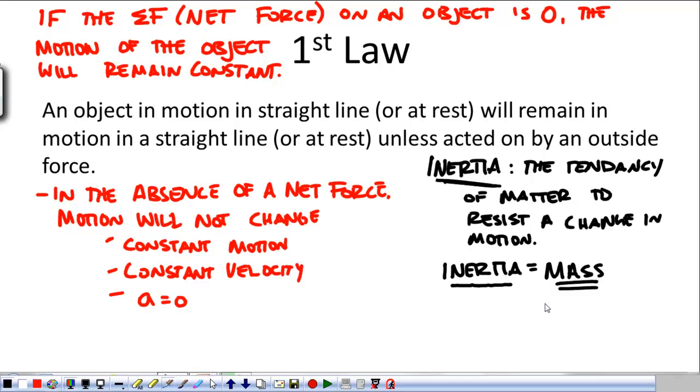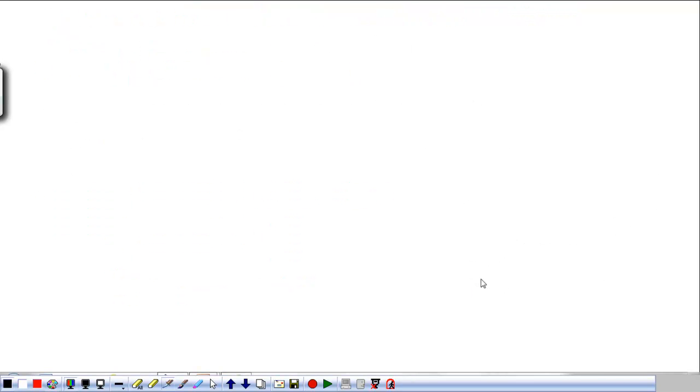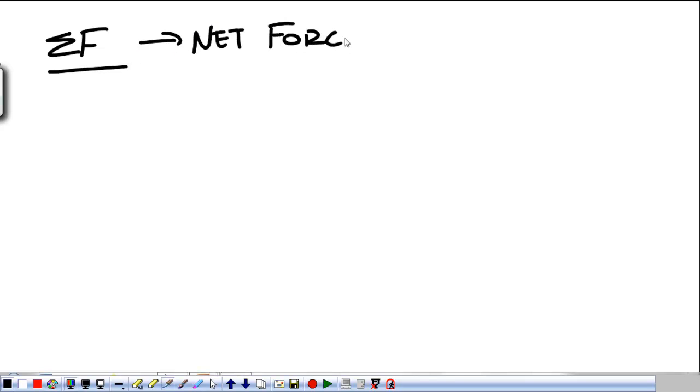So, first law is very simple, but we're going to talk about a couple things. The first thing is net force. This isn't just one force, it's all the forces on an object added together. That little symbol is a sigma. It means sum. The sum of all my forces. All the forces added together.